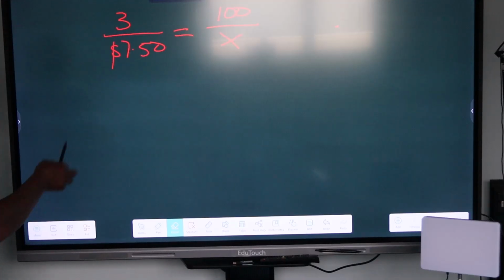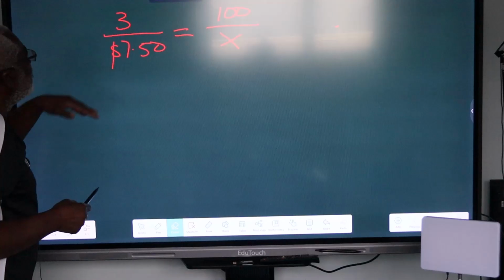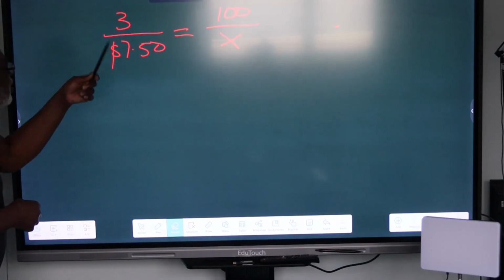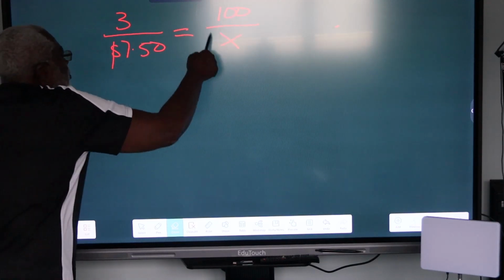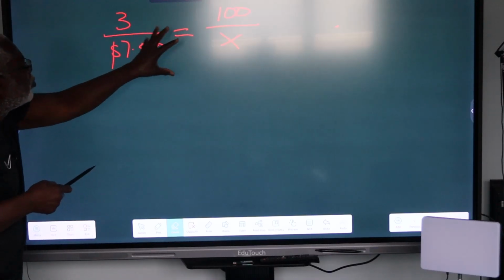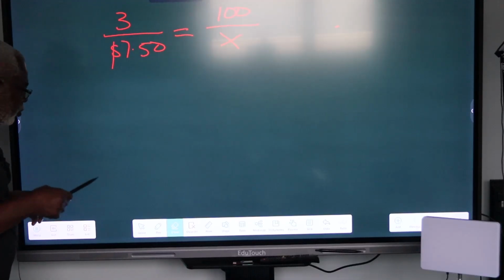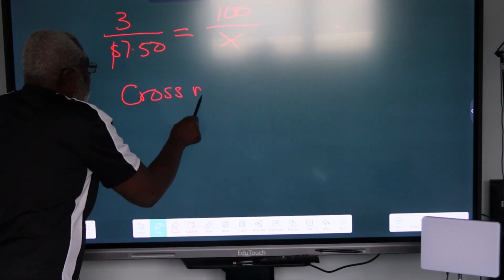This fraction equals this fraction. Let me repeat. We were given a percentage and then the amount as a ratio. But we can write it as a fraction like this. If 3% gives us 7.5, what about 100%? And we can formulate that too here. We've got two fractions on either side of the equal sign, and we can do what we call cross multiplication.